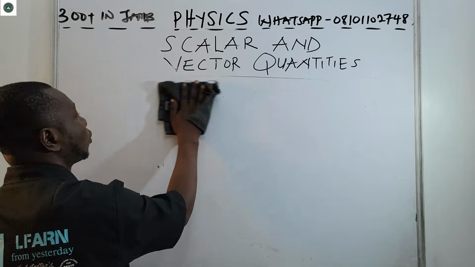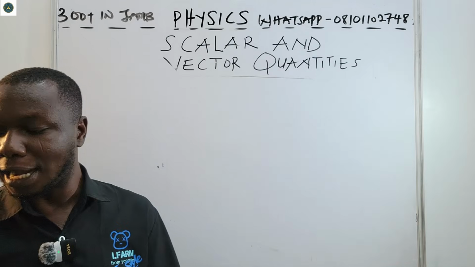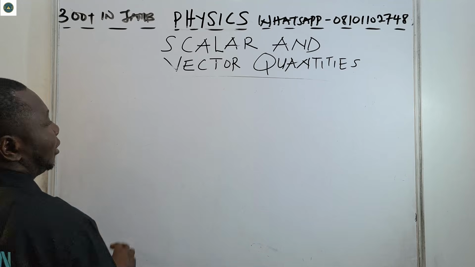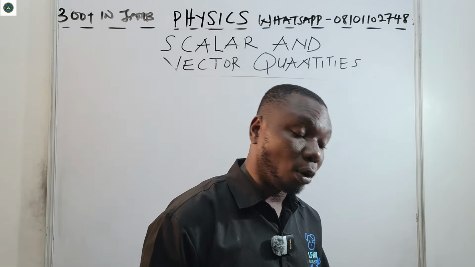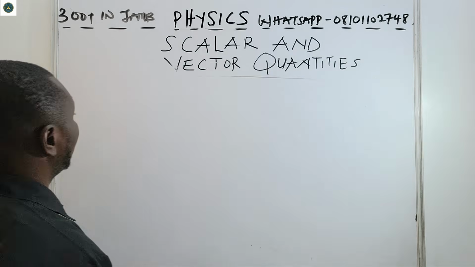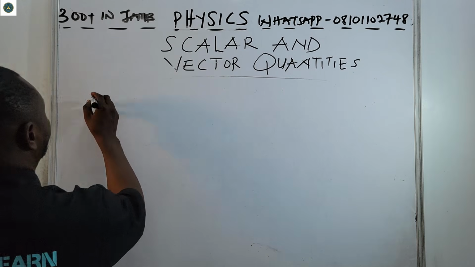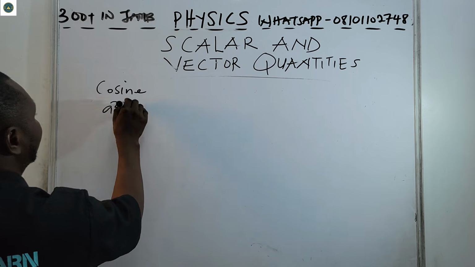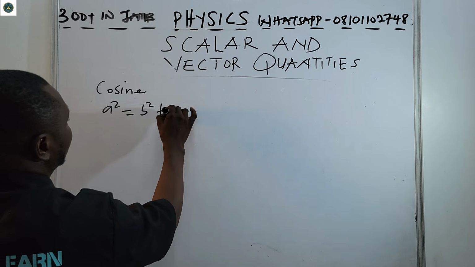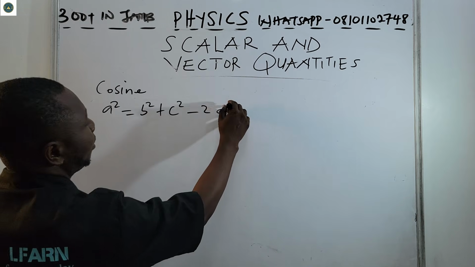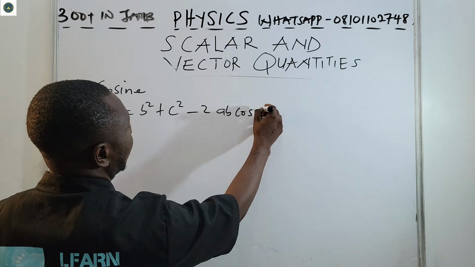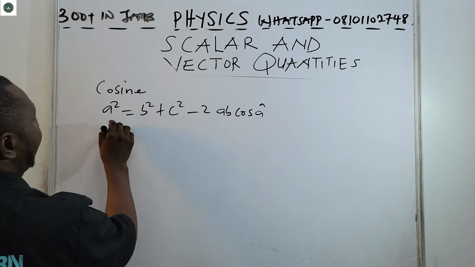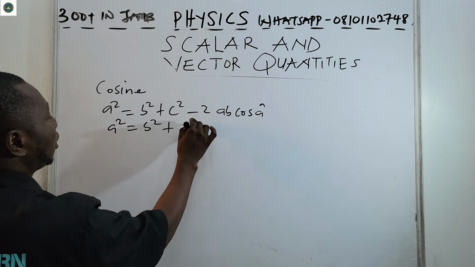Now, what happens when forces are placed at an angle, either at right angle or maybe at an angle of theta? That's where you can employ what we call the cosine rule. The cosine rule says that a squared equals b squared plus c squared minus 2bc cos A. Then you must also take into consideration your Pythagoras rule, a squared equals b squared plus c squared.